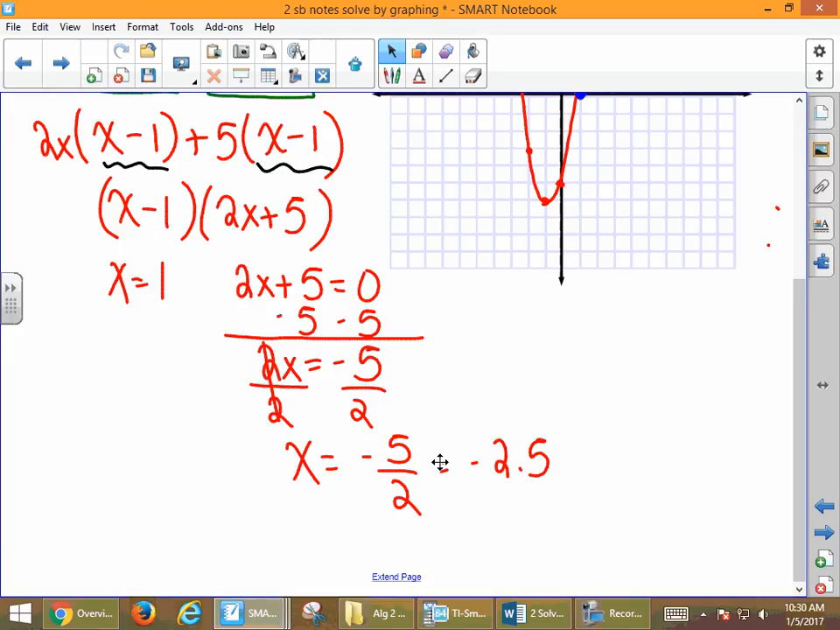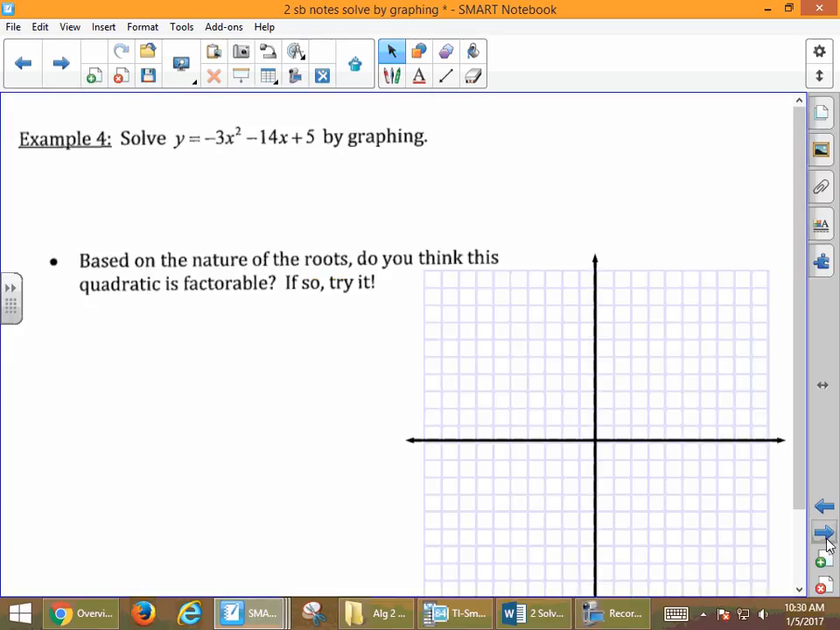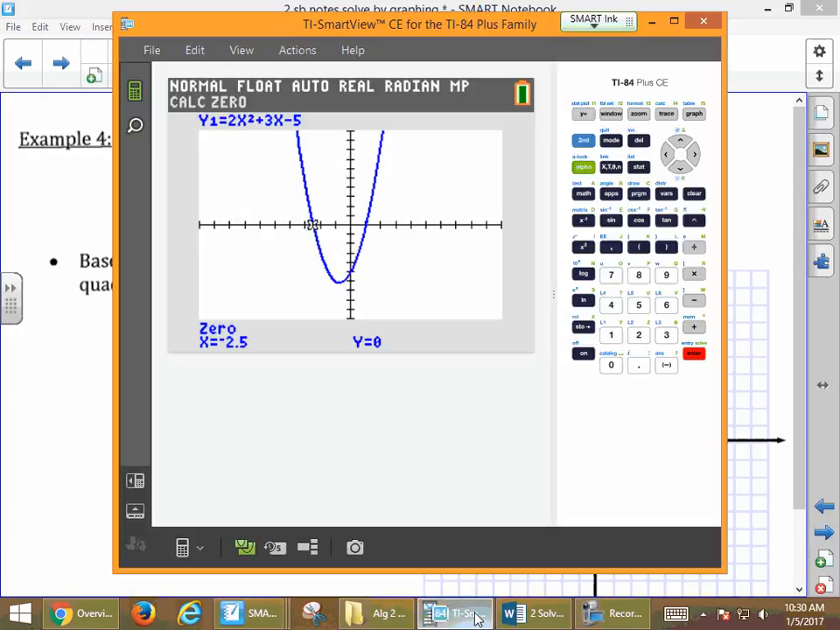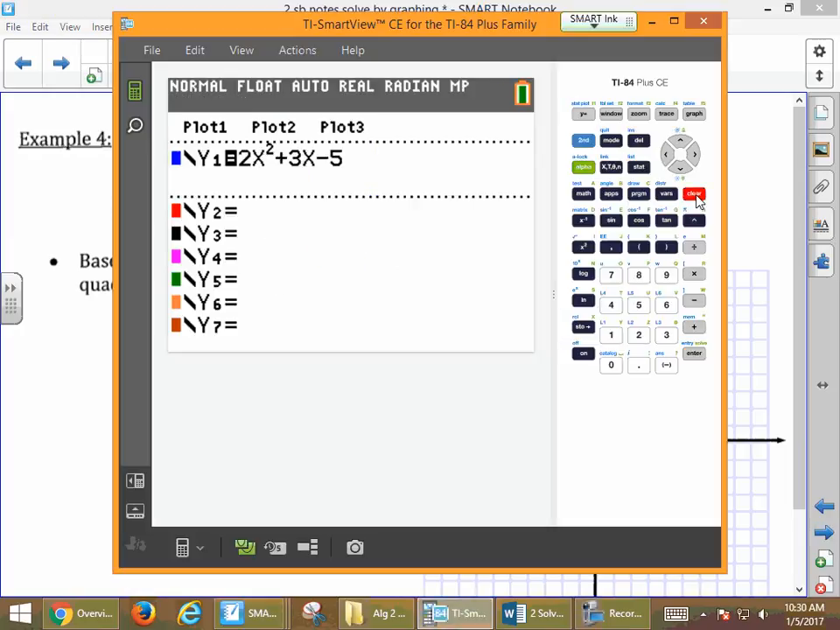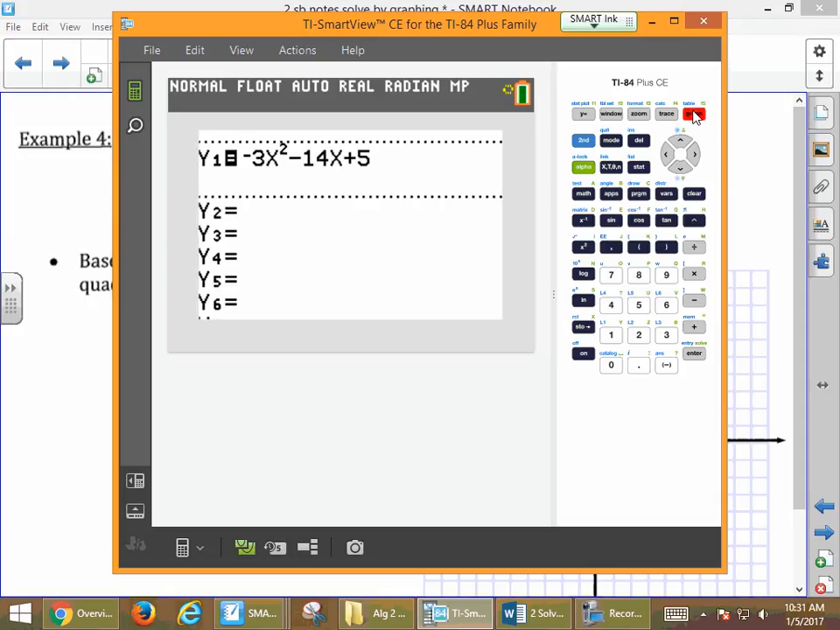So let's try another one. Problem number 4. -3x squared minus 14x plus 5. We're going to type that in our calculator because we have to solve by graphing. We're going to go back to y equals -3x squared minus 14x plus 5. And let's look at the picture.